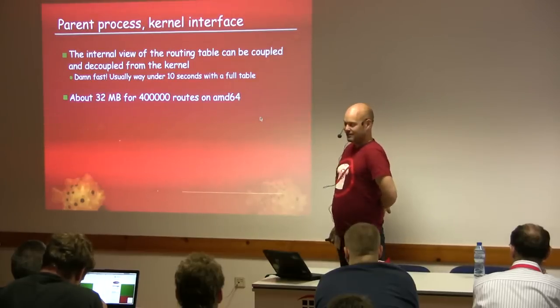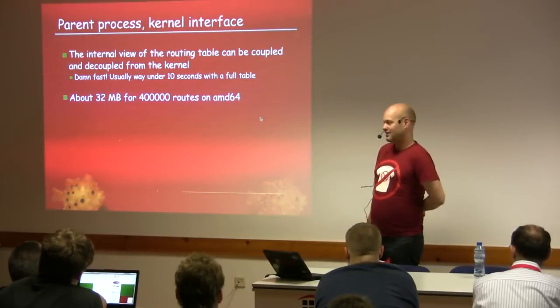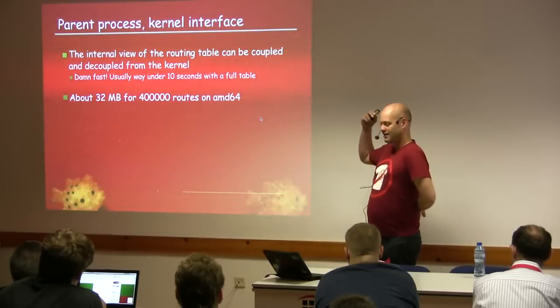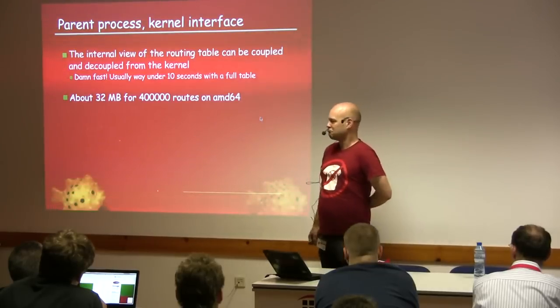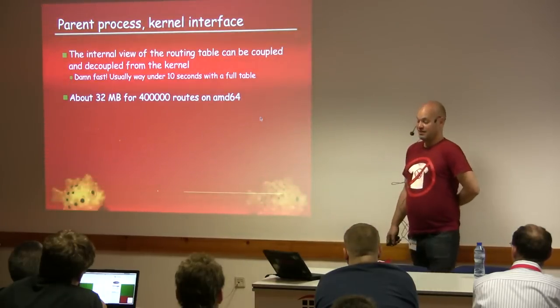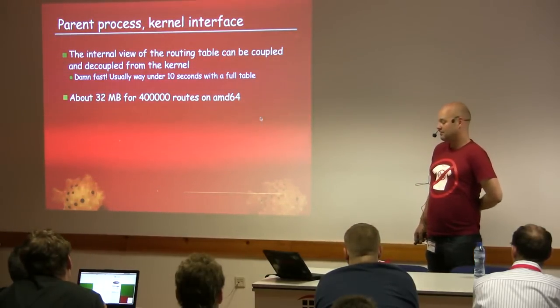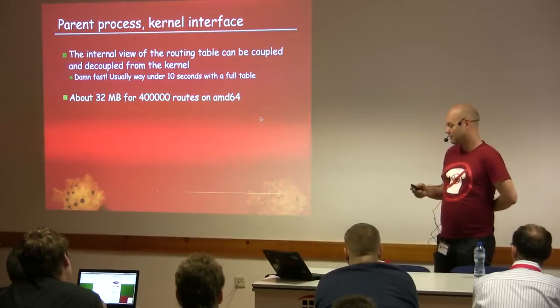And surprisingly, this was super fast. On 10 years old hardware, written 10 years ago, it took under 10 seconds to feed the entire, back then, 300,000 or 250,000 routes into the kernel. It's pretty impressive. Memory efficiency is still there. We still managed to squeeze 400,000 routes in roughly 32 megabytes.